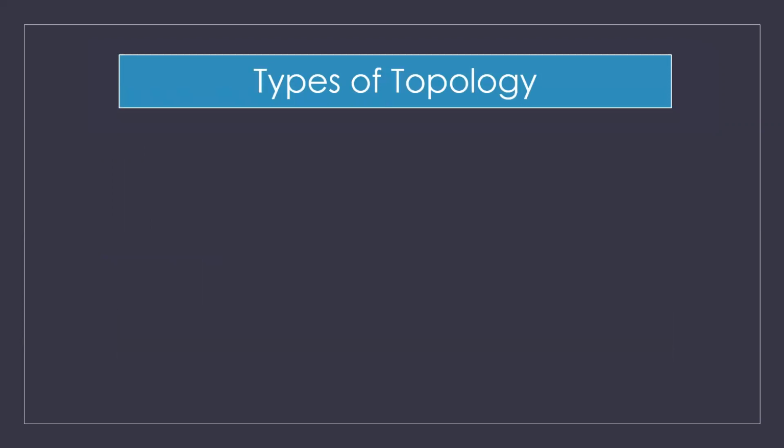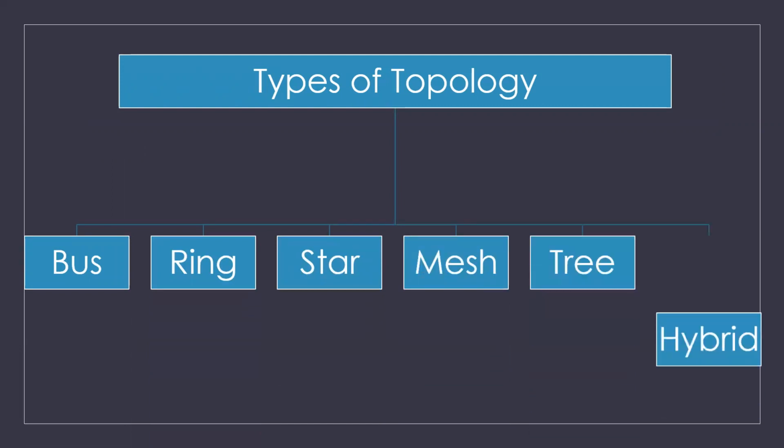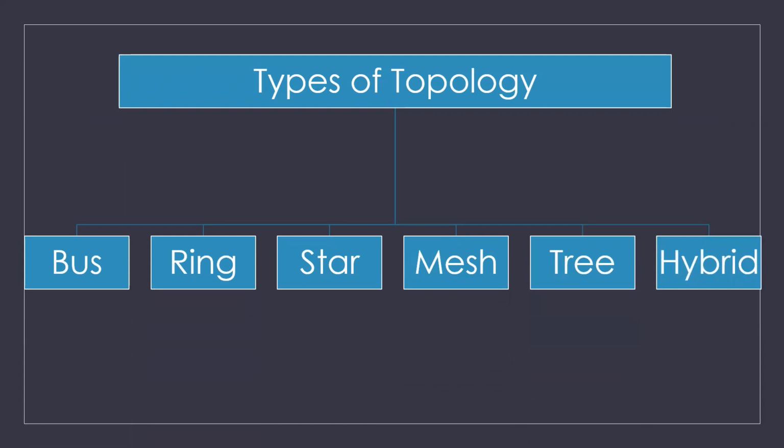There are six main types of topology. The first being the bus, second ring, third star, fourth mesh, fifth tree, and sixth hybrid. Now let us learn about these topologies one by one.